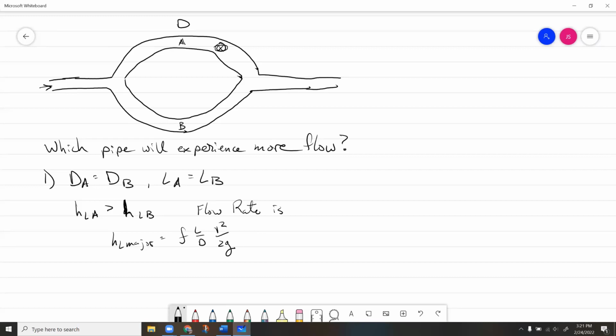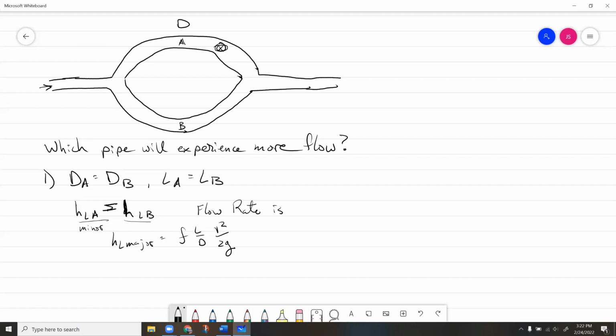If we were to think about this one only has major losses, this one has major plus minor losses, which one is going to have a greater velocity and therefore a flow rate? Well, pathway B would have to have flow to compensate. So when I say head loss in A is greater than head loss in B, that's kind of initial. This really just has a minor loss, right? But really these are going to adjust so that they're equal to each other.